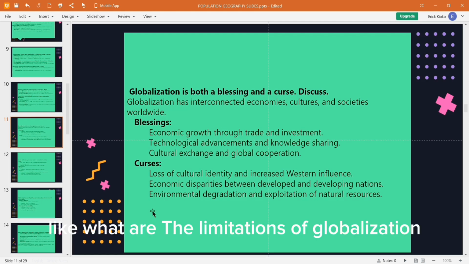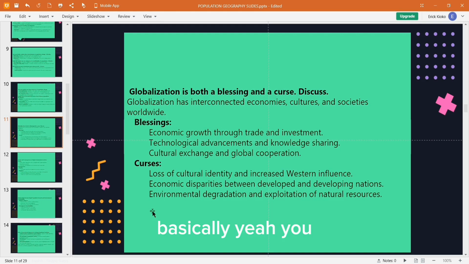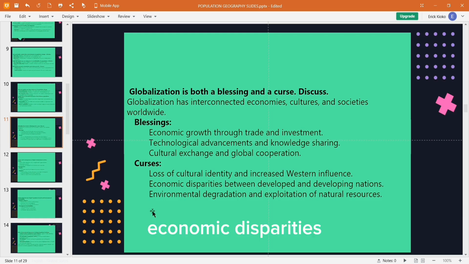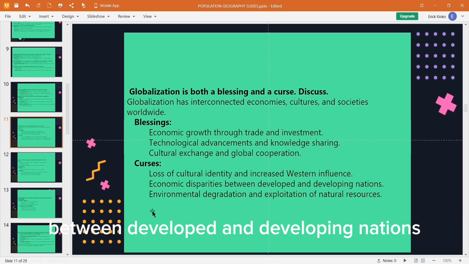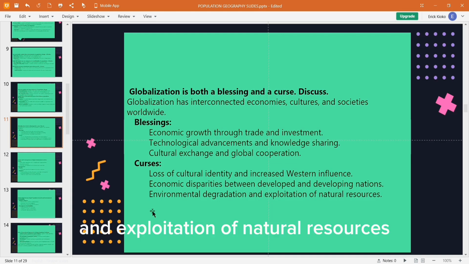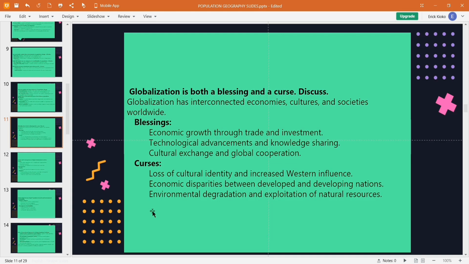What are the limitations of globalization? Basically, here you have to be open-minded. I've just listed a few of them. We have loss of cultural identity. Our identities, for example in Africa, may be swept away by Western culture. Economic disparities between developed and developing nations, environmental degradation, and exploitation of natural resources.